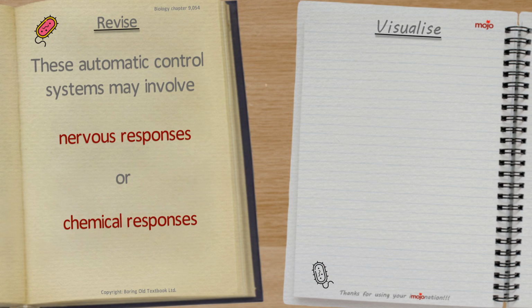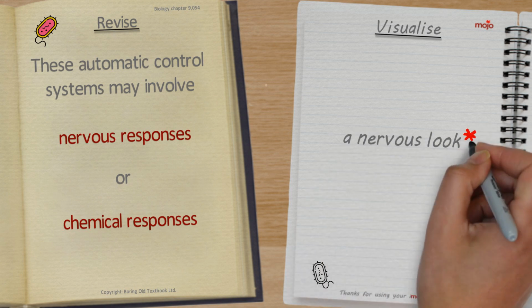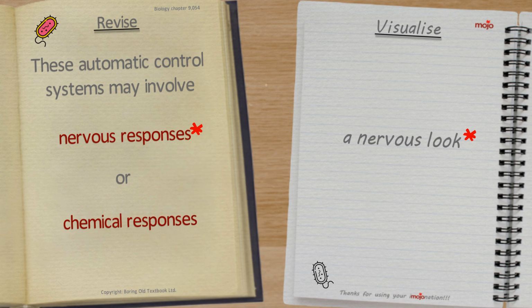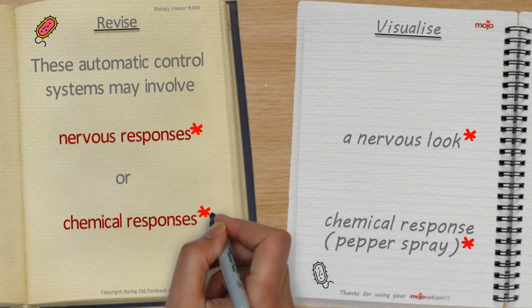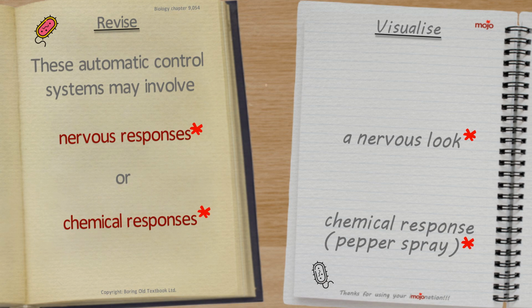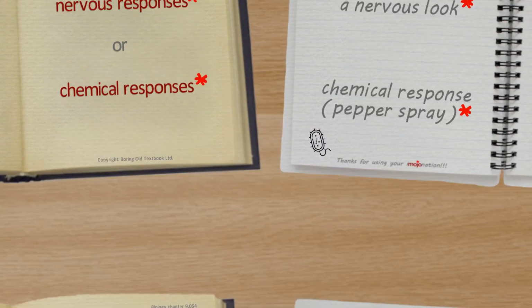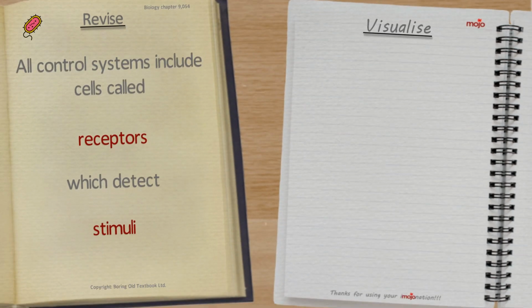Not surprisingly, the agent has two reactions to your sudden, strange physical responses. One, she looks pretty nervous. Two, to prevent you getting anywhere near her, she gets out a can of pepper spray. This is a chemical response. It is very nasty when it's sprayed in your face. Picture in your mind the agent looking nervous and putting a chemical spray at your face. All control systems include cells called receptors which detect stimuli.